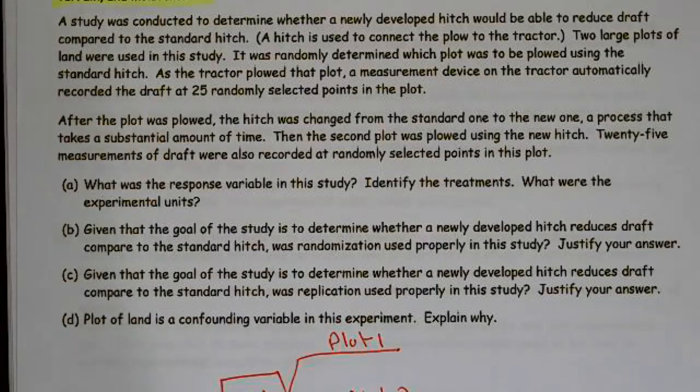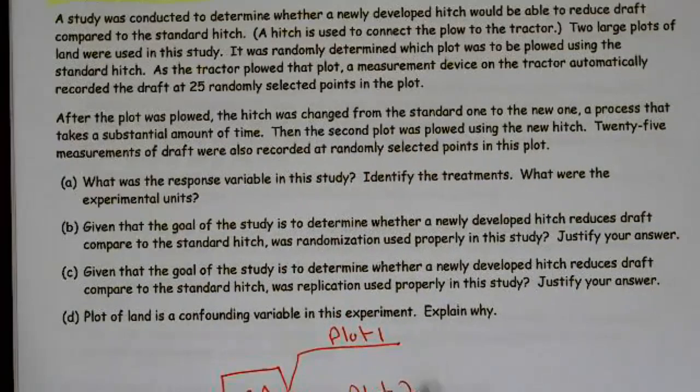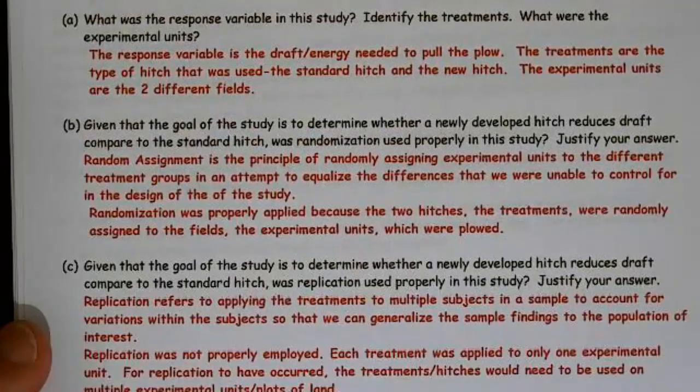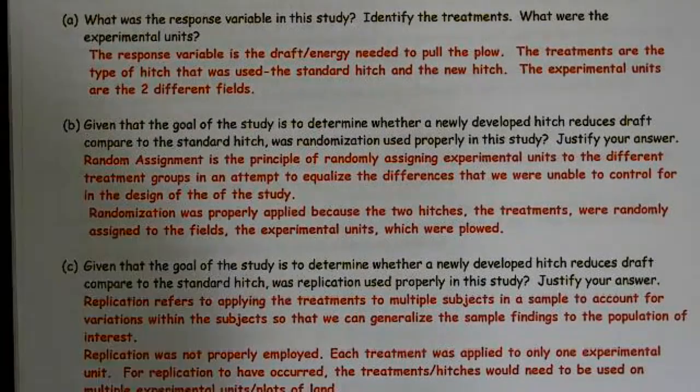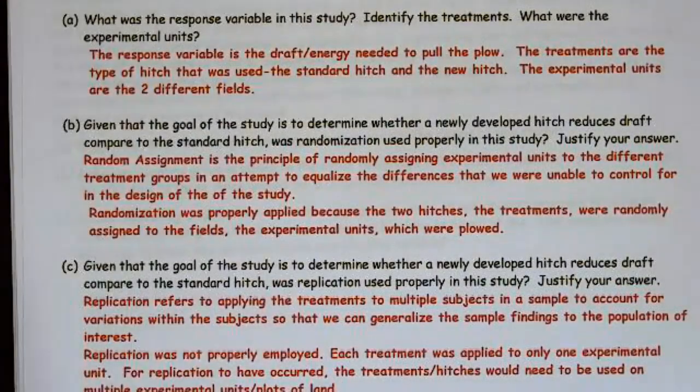So what was the response variable? Well, the response variable in this case is the draft, all right? The treatments are the type of hitch. We have 2 different treatments. We have the standard hitch and the new hitch. And the experimental units are the 2 fields, all right?